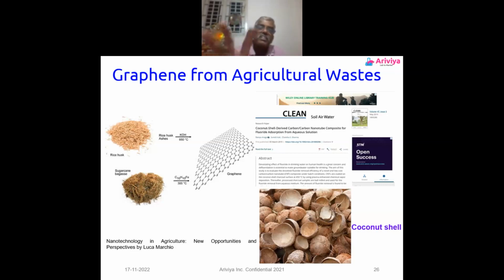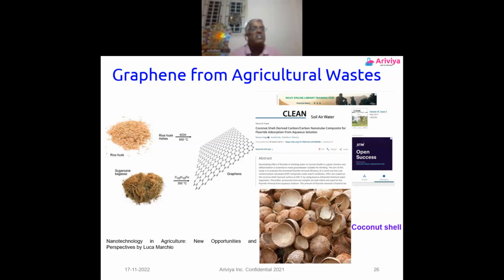From agriculture, this is the purest graphene material, 100% pure graphene. You can get it from agricultural waste, particularly from the coconut shell. This is a recent invention. People have proven this.